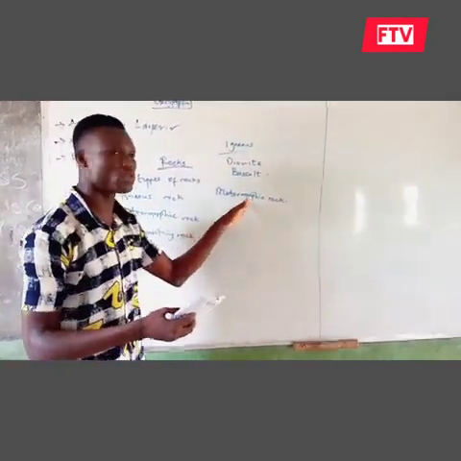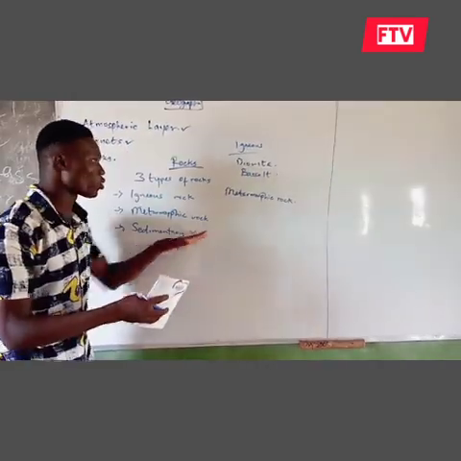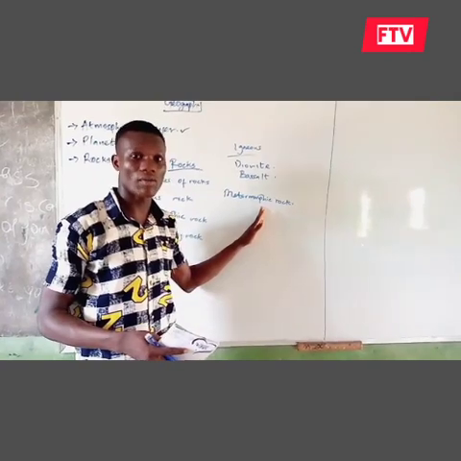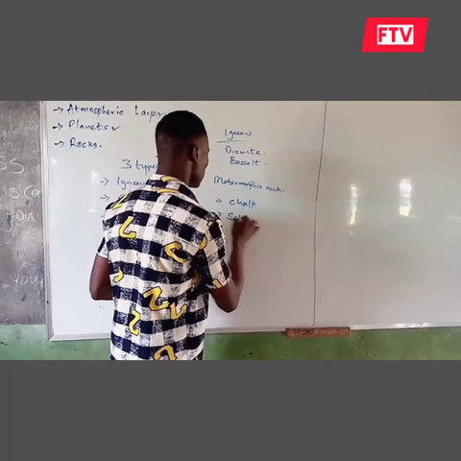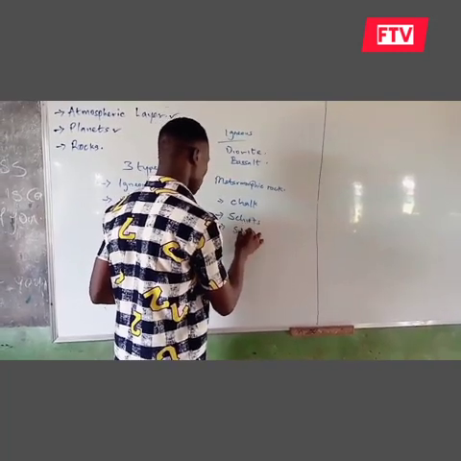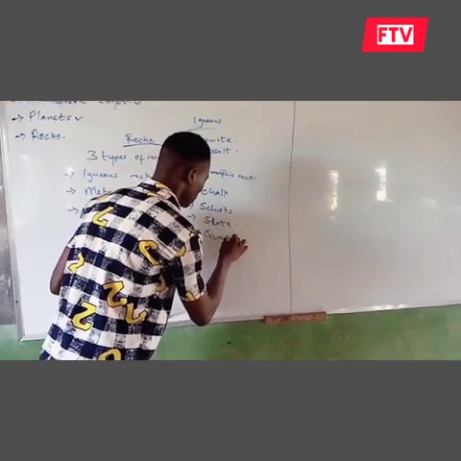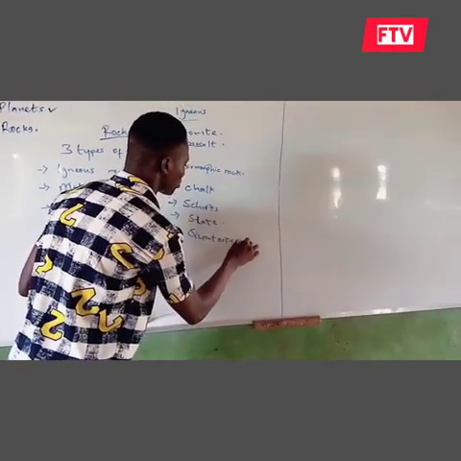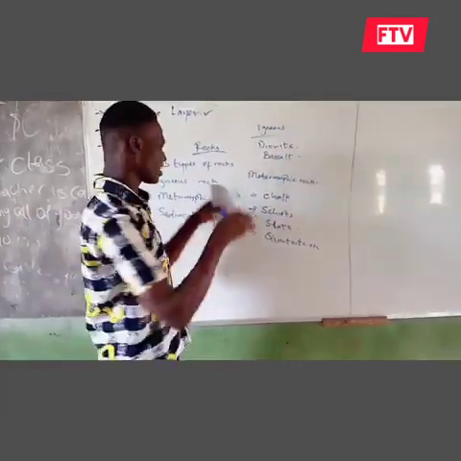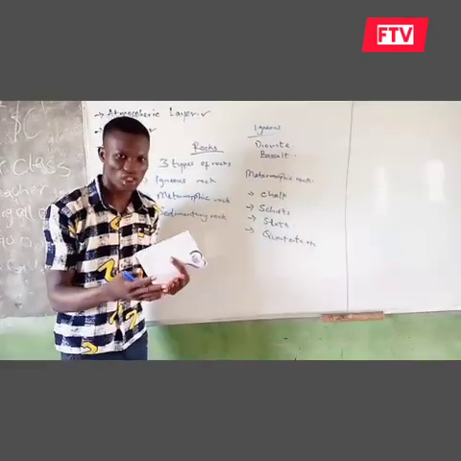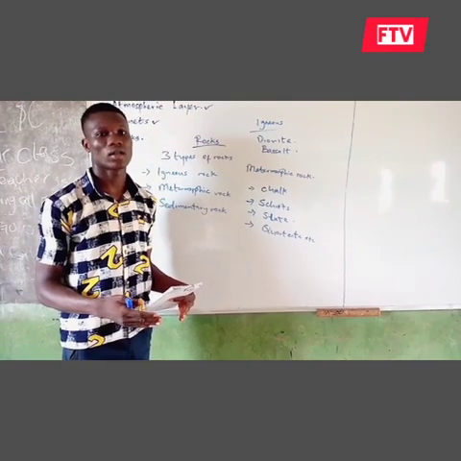It's just like, let me say, the metamorphosis of igneous rock will give rise to metamorphic rock. The metamorphosis of sedimentary rock will also give rise to metamorphic rocks. An example of metamorphic rock, we have the slate. We have the quartzite, and so on. So metamorphic rock is formed by the metamorphosis, or let me say the changing, of igneous rock or sedimentary rock. I hope you are clear with that.